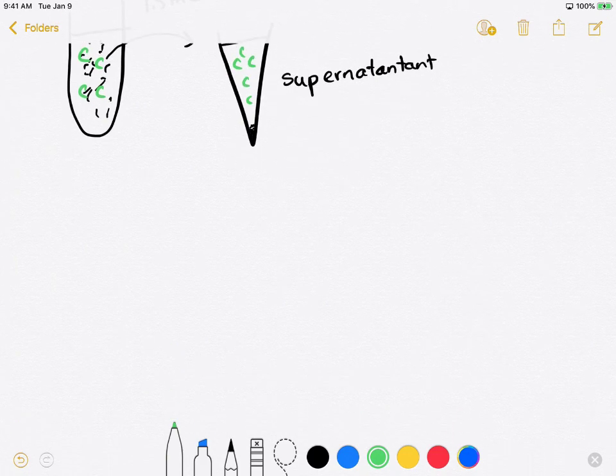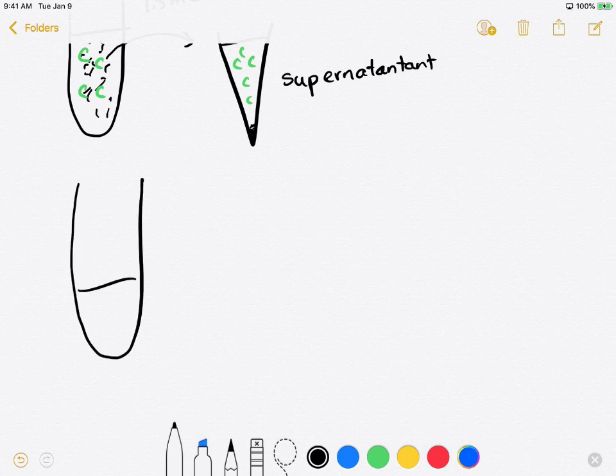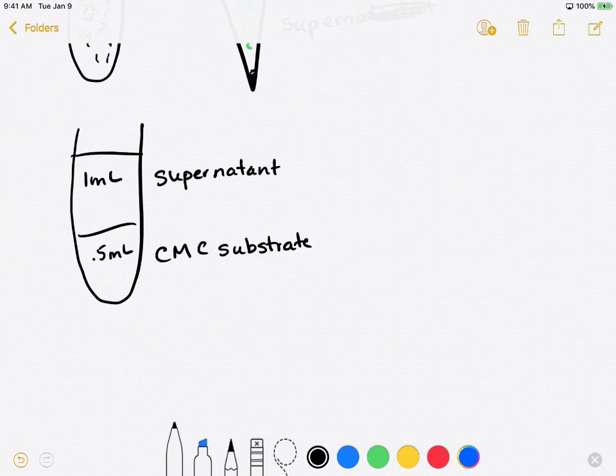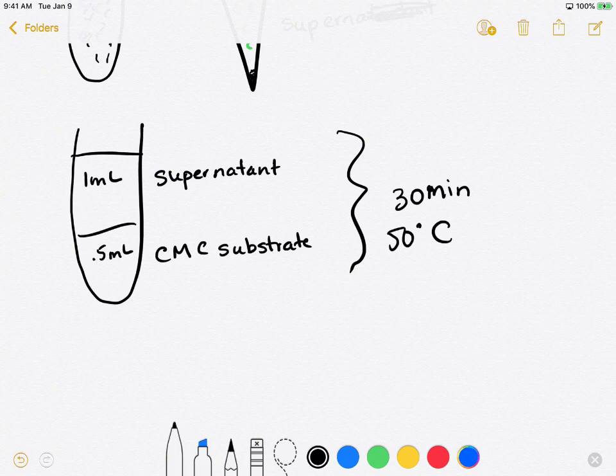After collecting the supernatants, you then did very similar to what you did in Unit 9. You took a tube, you added 0.5 milliliters of the CMC substrate, right? And this again is our source, that's our cellulose. And then you added, let me make sure that I say the right amounts, 1 milliliter of your supernatant. There it is, spelled right, unlike up here. And you allowed this to incubate for 30 minutes at 50 degrees Celsius. You did this for each experimental tube you had.